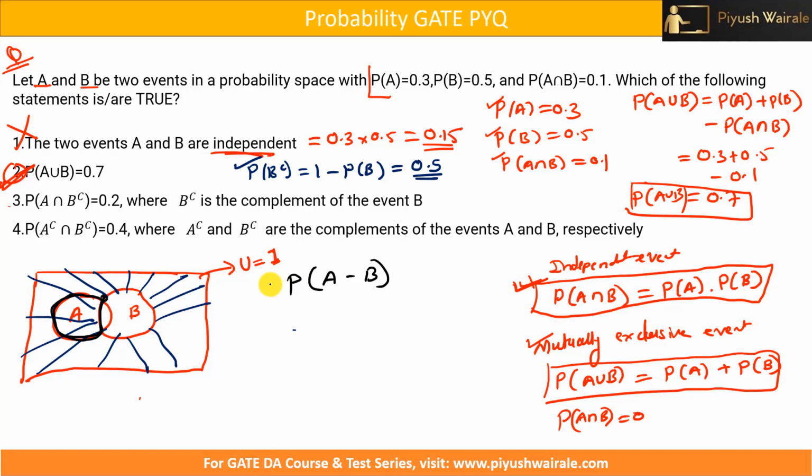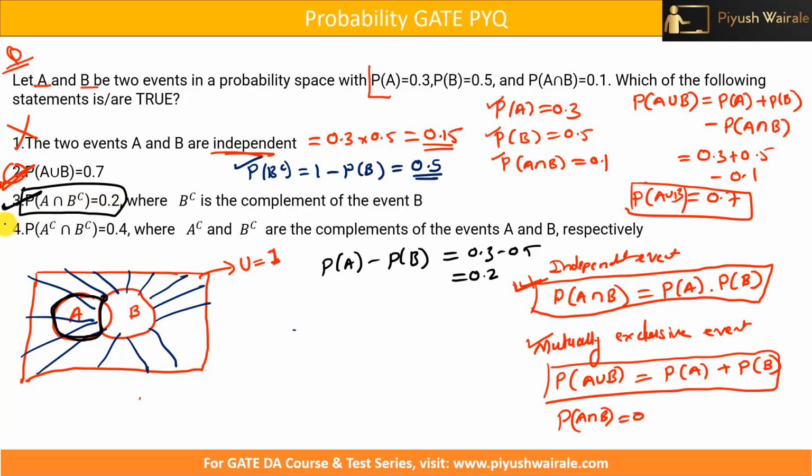Yes. So this basically equals probability of A minus probability of B. So I can write this like this: probability of A minus probability of B will give me what? So 0.3 minus 0.5, that is negative 0.2. But probability cannot be negative, because we are interested in this particular region, right? So that's why A intersection B complement is 0.2. So option 3 is correct here.